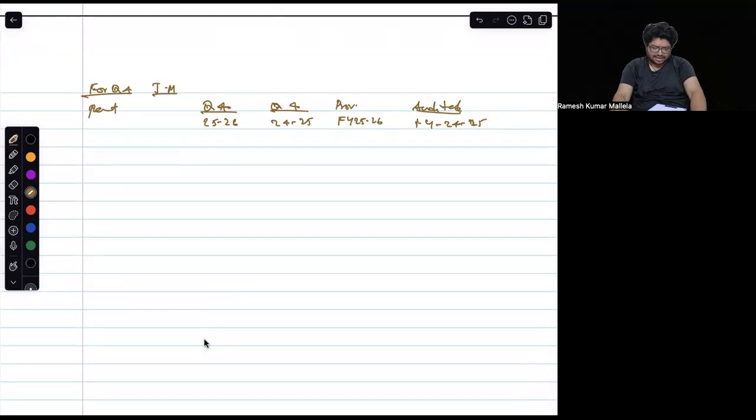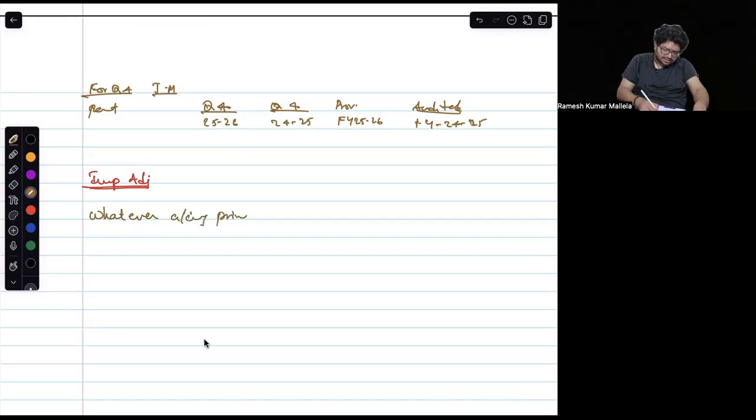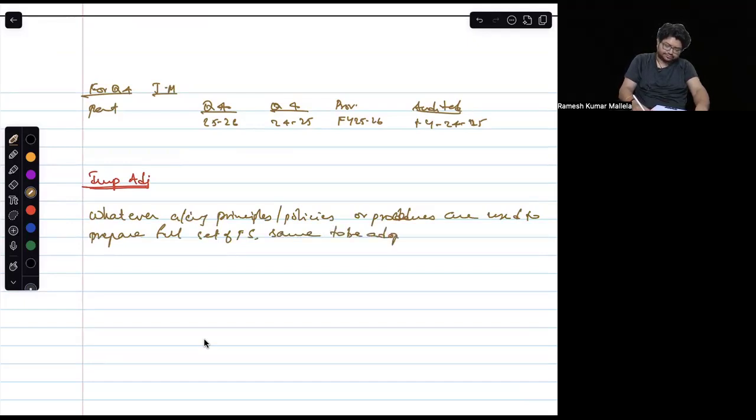Now, what is important is, when you do like this, important adjustments are: whatever accounting principles, policies, or procedures are used to prepare the full set of financial statements, same to be adopted here also.